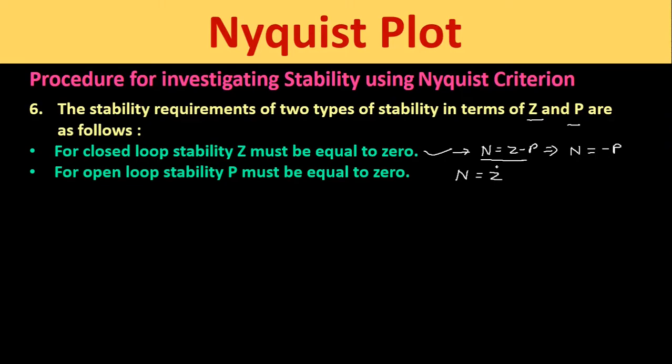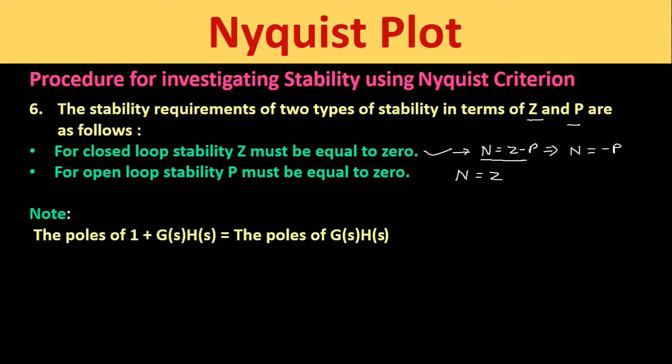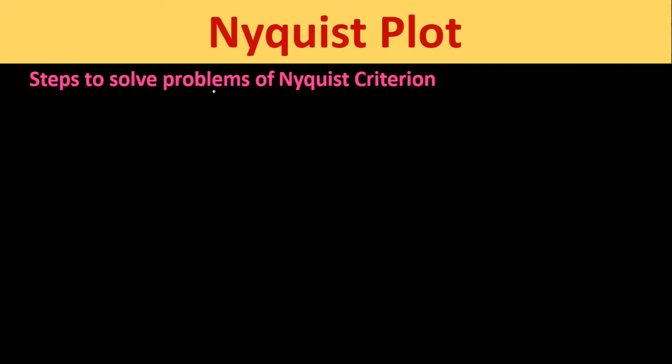So while applying the procedure for investigating the stability using Nyquist criteria, we have to keep in mind that the poles of 1 plus G(s)H(s) are equal to the poles of G(s)H(s). Next we will study the steps to solve problems of Nyquist criteria, and in the next lecture we are going to solve some problems related to Nyquist criteria.